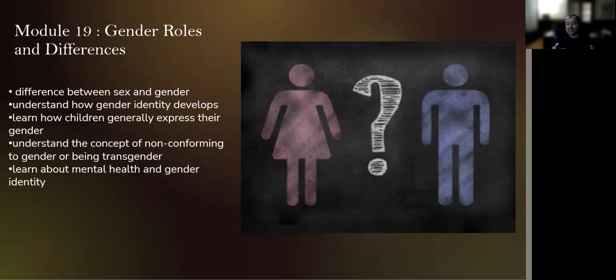What we will cover in this next 15-20 minutes: the difference between sex and gender, and understanding how gender identity develops. We'll also learn about how children generally express their gender, or the concept of non-conforming to gender or being transgender. We'll also look at mental health and gender identity. These are the 5 objectives we have for tonight.